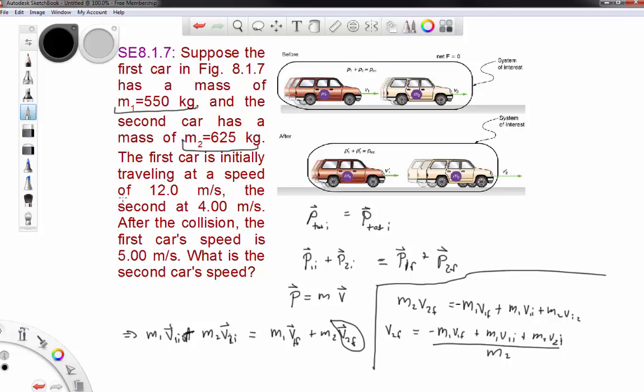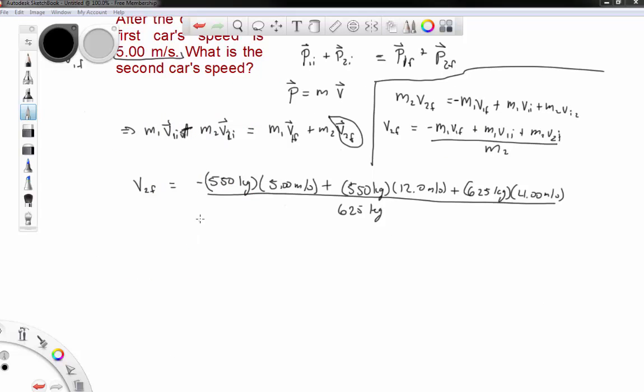m1, m2. This right here would be v1i. This right here is v2i. This right here is v1f. So let's go ahead and plug those numbers in. All right, so plugging those in, we get the final speed is minus 550 kilograms times 5 meters per second plus 550 times 12 meters per second.